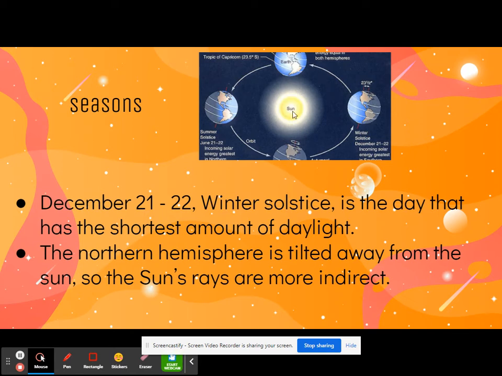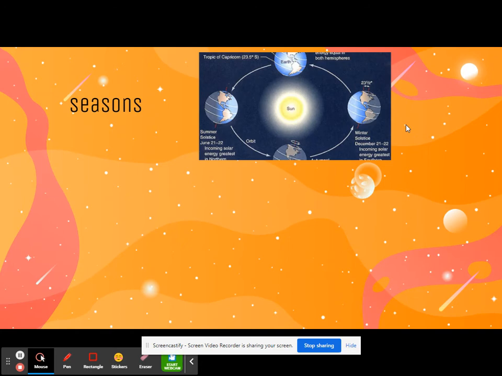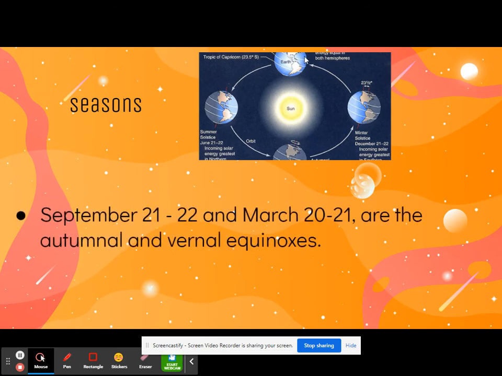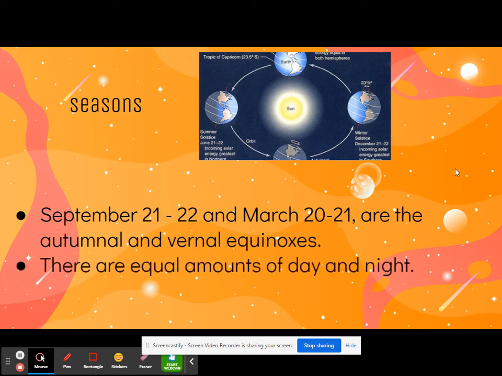Okay, Mrs. Skipper, so what are those two places in between? September 21st and 22nd and March 20th or 21st are called the autumnal, that would be the fall equinox. That's when we're going from summer to winter, so that's going to be here. And the vernal, which means spring, equinox, and that would be here. During the equinoxes, we have equal amounts of day and night. We have 2 of those every year. There are exactly the same amount of daylight hours as there are nighttime hours.